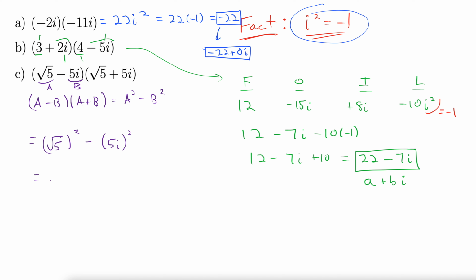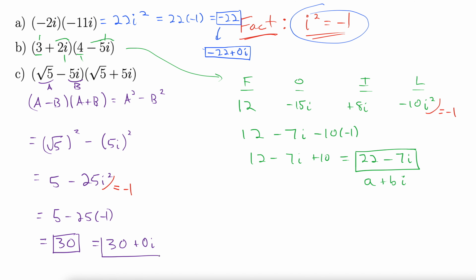All right, well, rad 5 squared is 5 minus, well, here we have 25i squared, and here we are at this critical juncture again, because we have to remember that i squared equals -1. So 5 minus 25 times -1. Well, this becomes 5 plus 25, so indeed 30, which is a perfectly fine answer. Sometimes you may want to write this as 30 plus 0i if the problem explicitly asks for it that way. But in general, you just write it as 30.